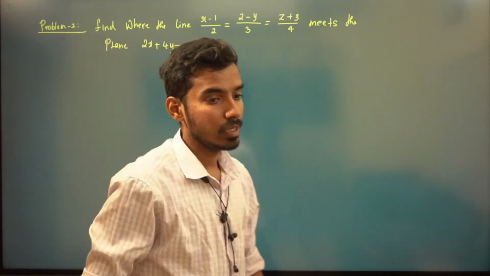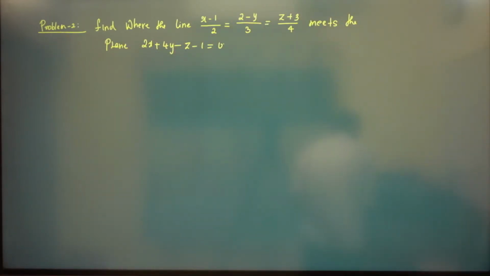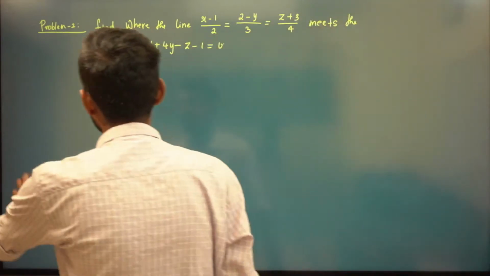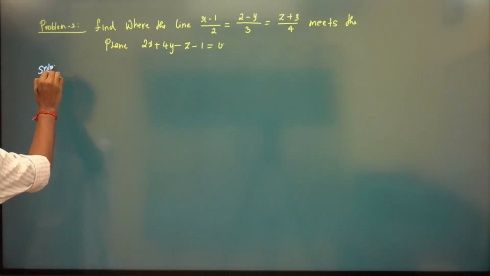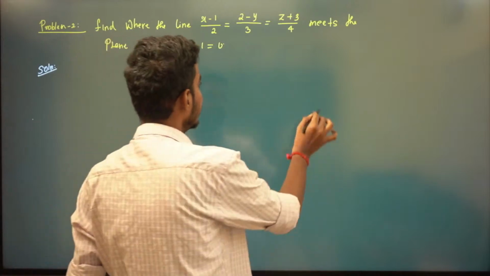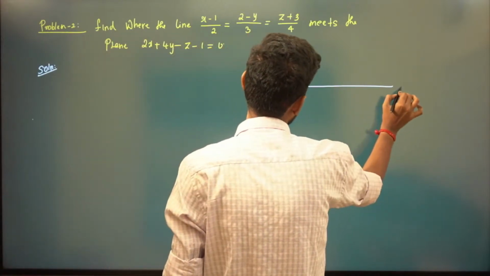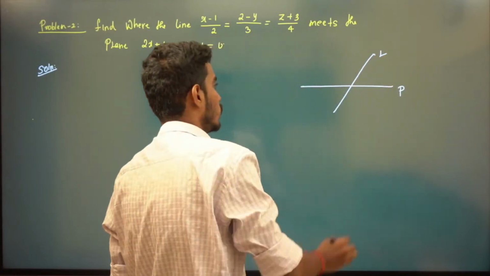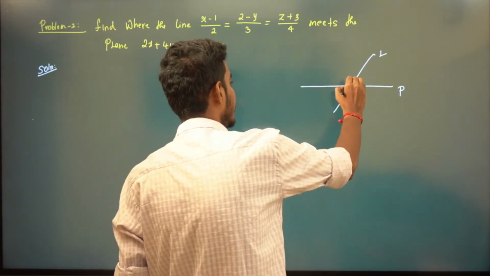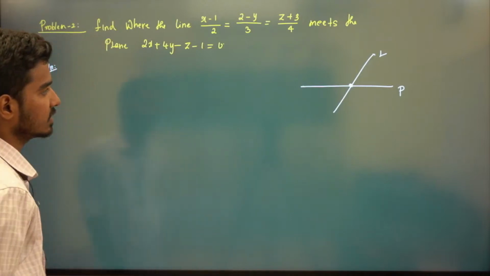So we have a line, we have a plane, we need to say where it meets, right? So very simple. Just for understanding, I'll draw a very simple diagram. So we have a plane and we have a line. We need to find this point of intersection.